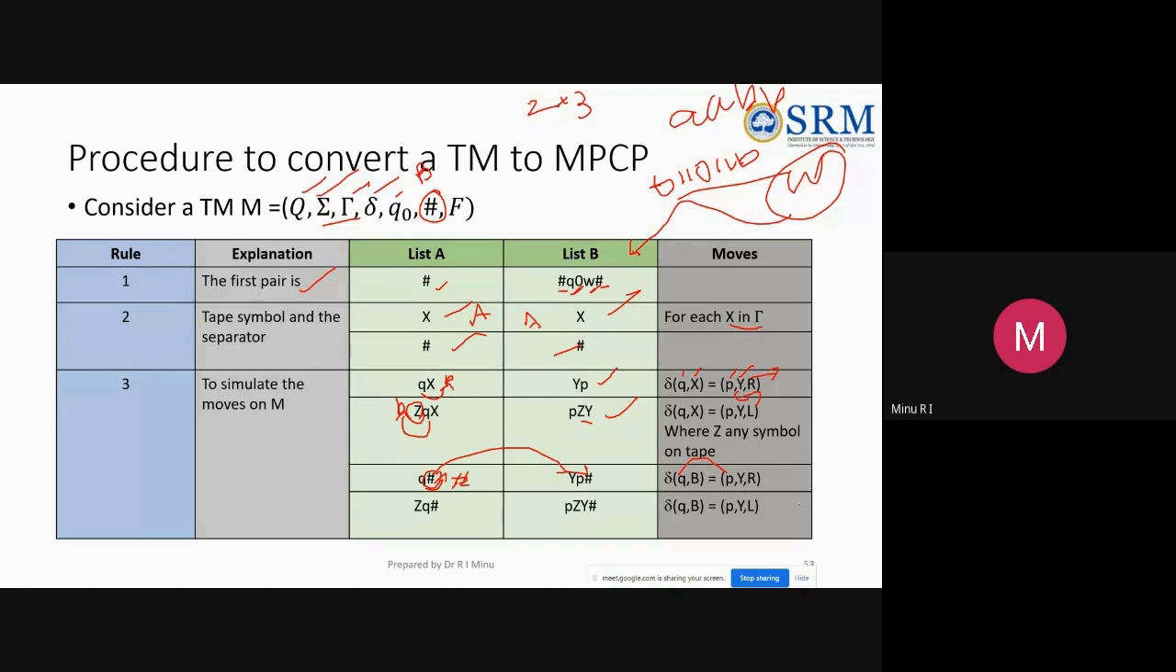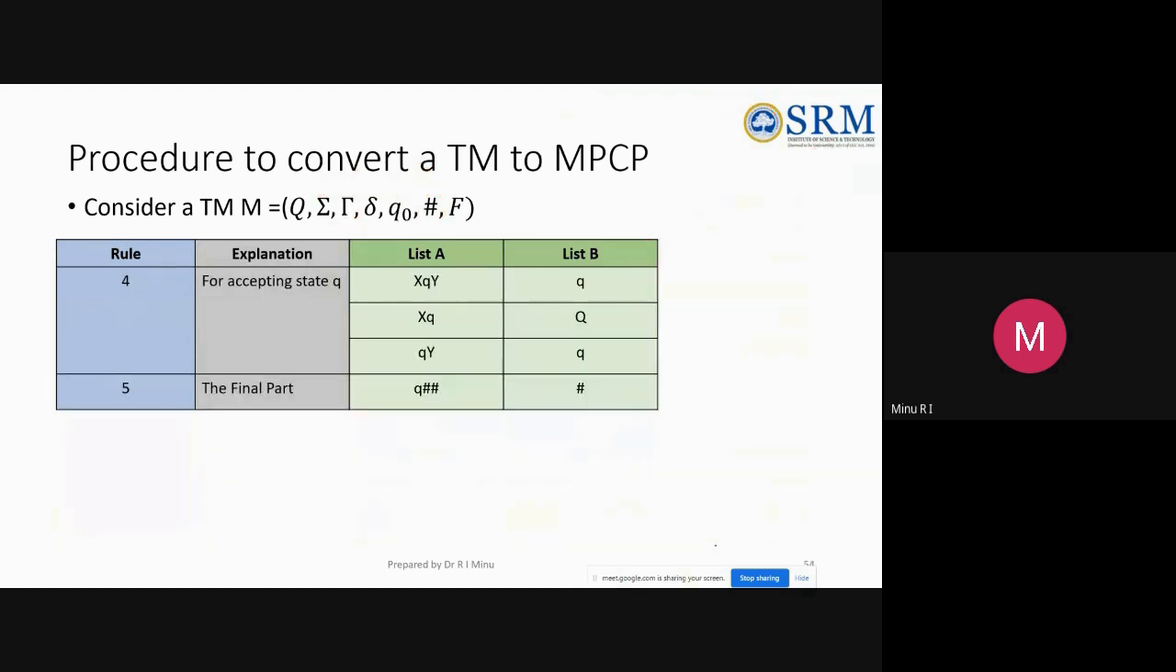Similarly, if I am going in the left direction, there must be some symbol over here. So this will go over here with the P, that is my state name. So P Z, and this will be changed into Y. So Y, and after this, obviously there will be a blank. So that blank has to be simulated over here. This is my third rule, all my moves.